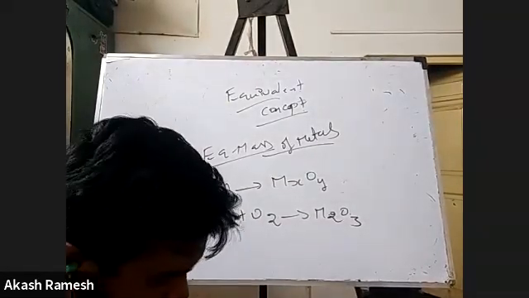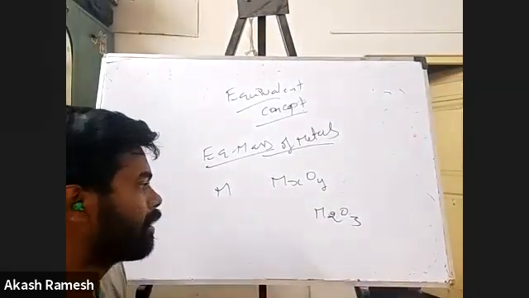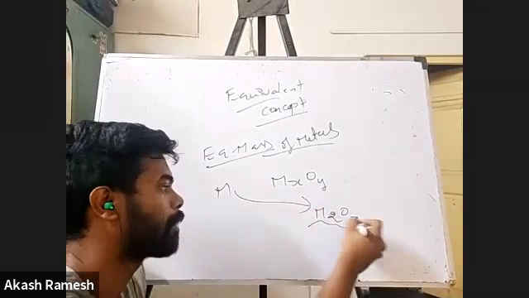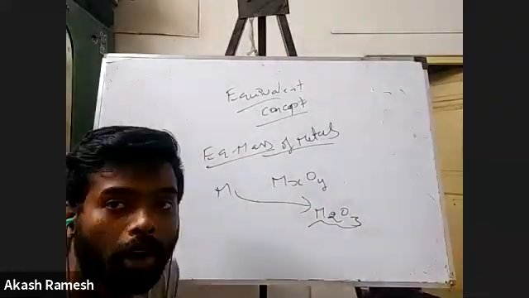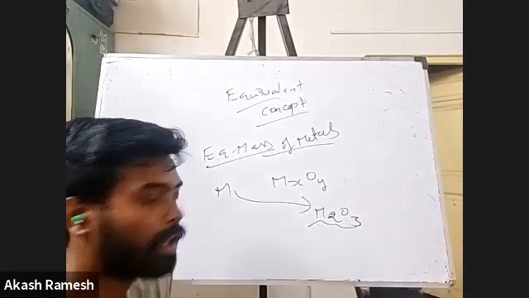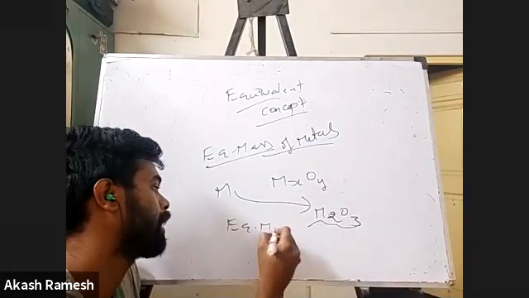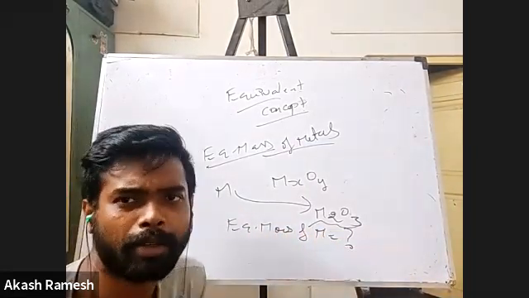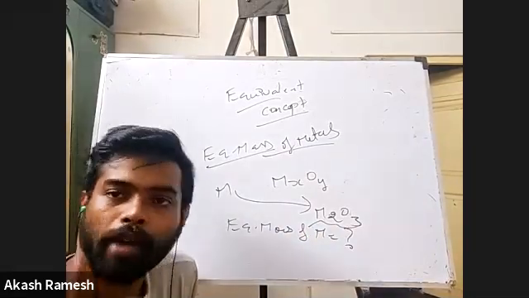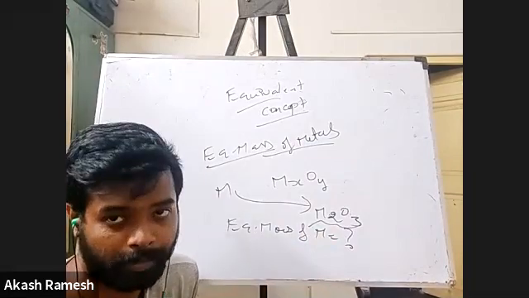Now, so much information is not required. There is a metal which forms an oxide of the form M2O3. Now, what is the equivalent mass of the metal? It's a very simple question. If you understand the definition, now you are set for this problem, right?